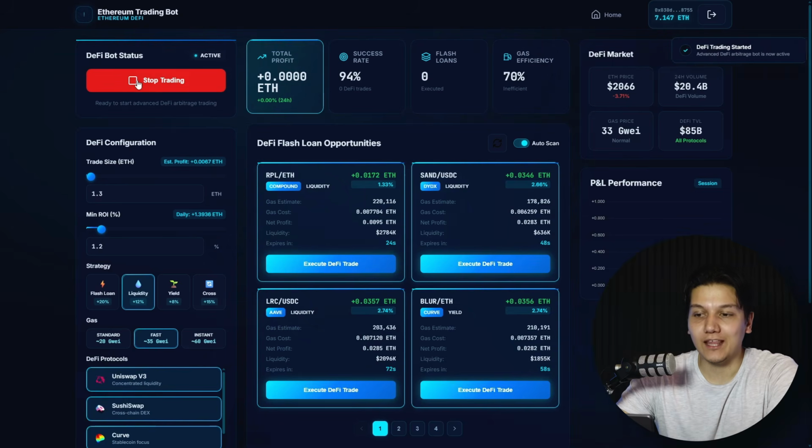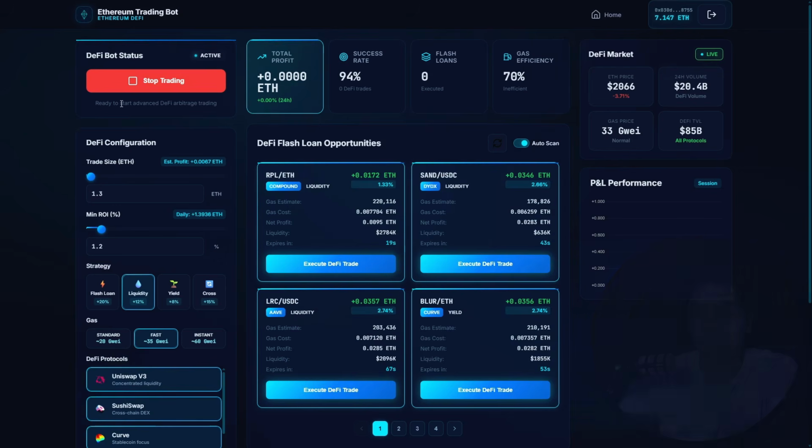While the bot is running, you don't need to do anything. The process is fully automated.